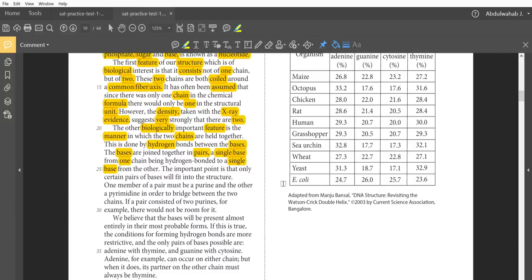The important point, and they're saying it's important, so it has to be, is that only certain pairs of bases will fit into the structure.